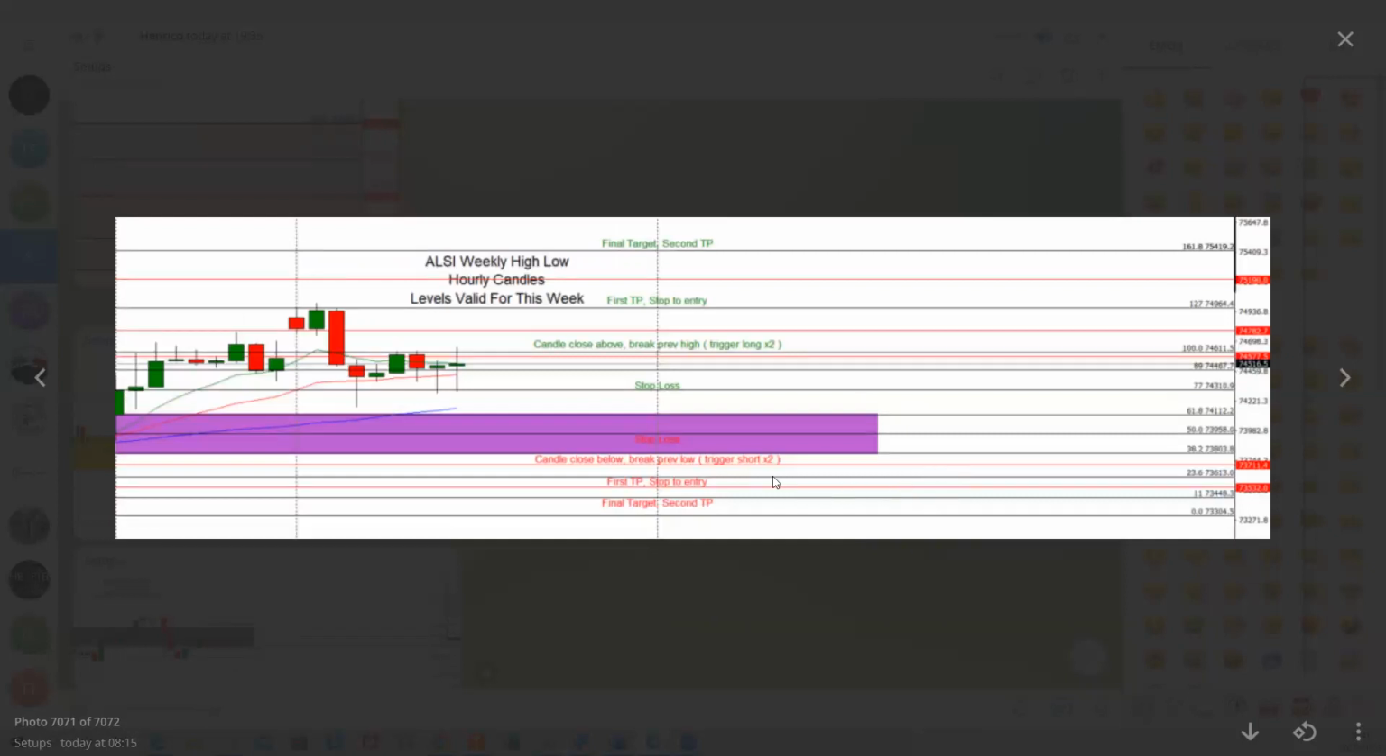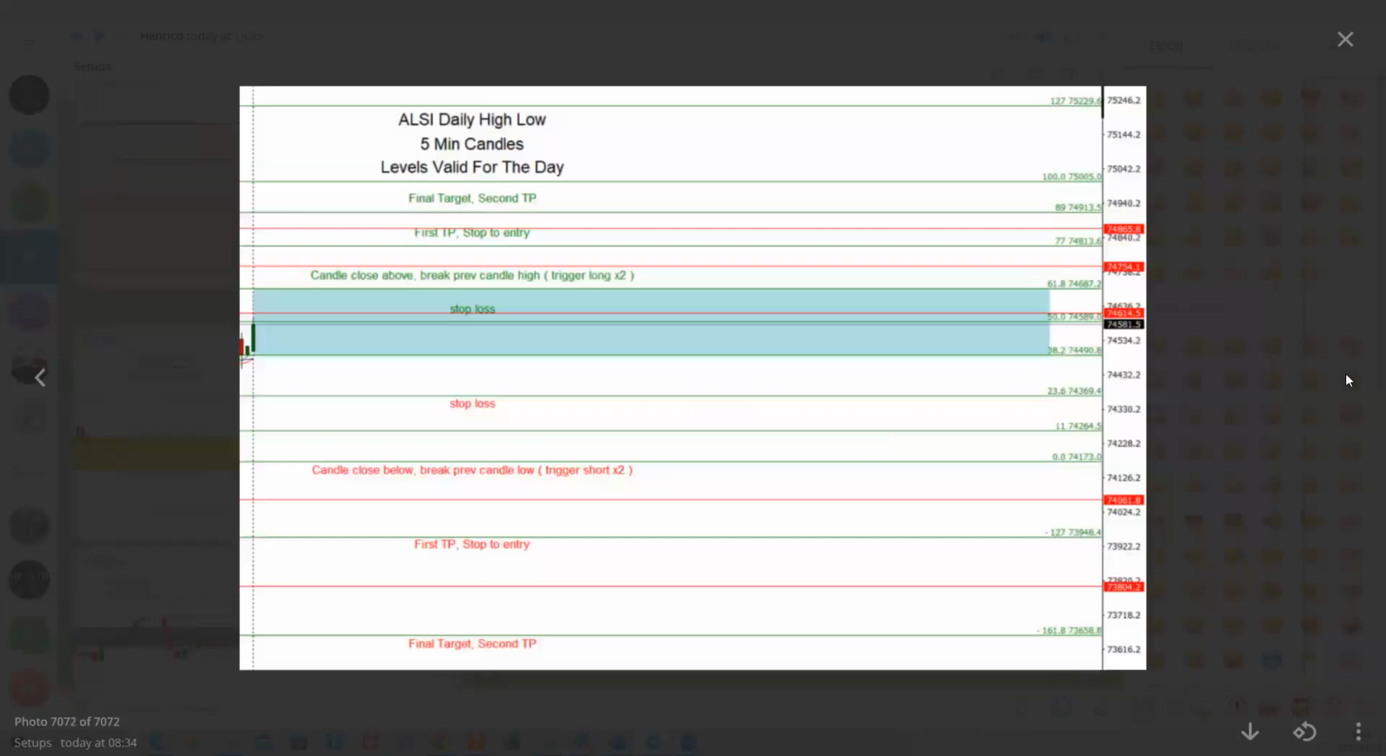On the ALSI weekly high-low, currently between levels of 89 and 100. If you can see it has been a little bit messy around this area, so just be careful when you trade. But when trend is up, 8 is above 21, above 50, a trigger long above 100, so candle close above 100, break previous candle high to aim for the 127 first TP, 161.8 second TP, and stop loss being at the 77 is completely valid. And just remember the rules for the red lines, guys.